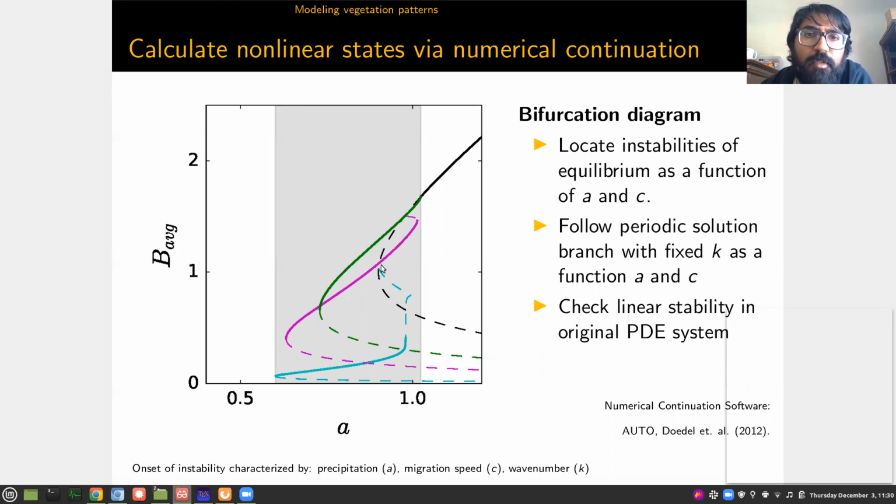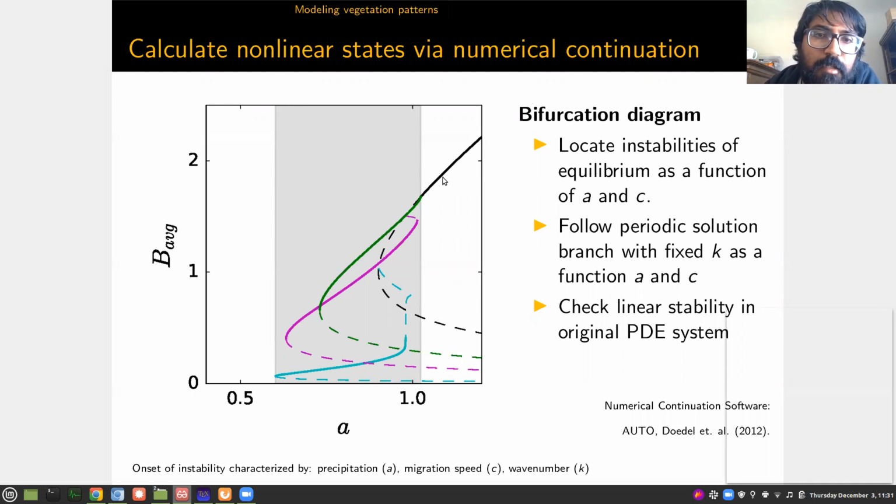Once we have this, we can do the linear stability analysis by hand pretty much. But when we want to know what those nonlinear states, what these traveling wave states look like, we need to move to numerical methods, and in particular numerical continuation. And so this is the resulting bifurcation diagram.